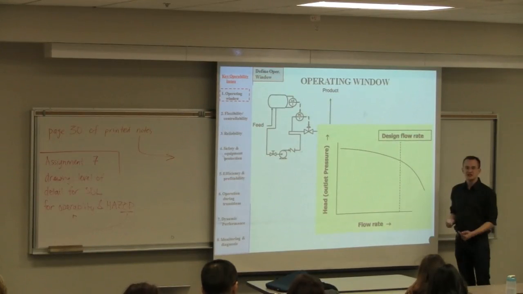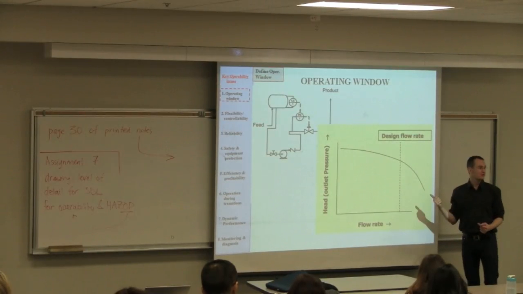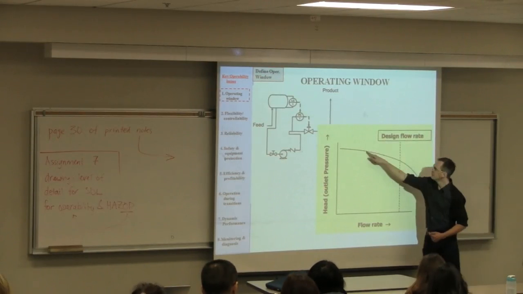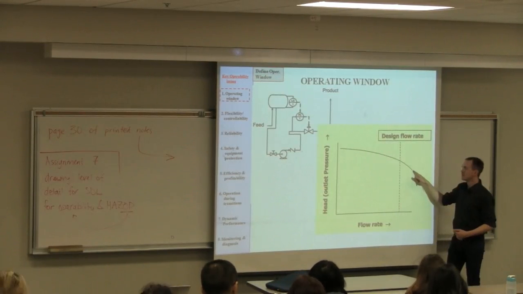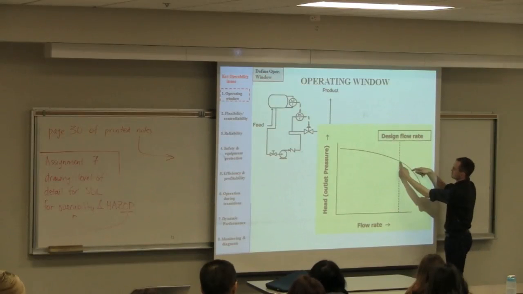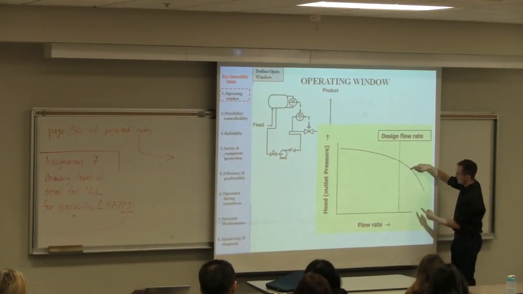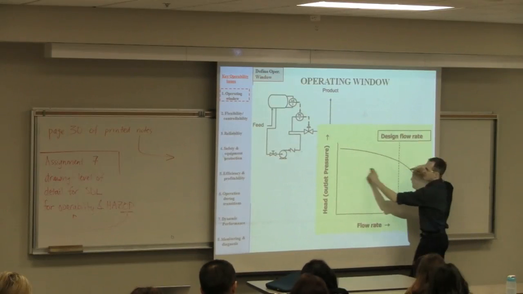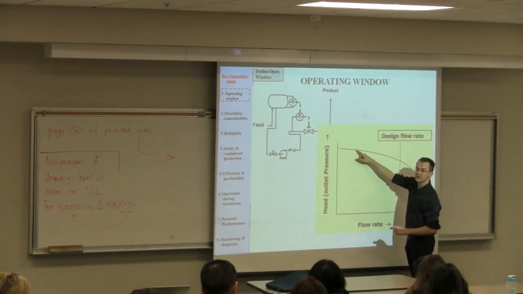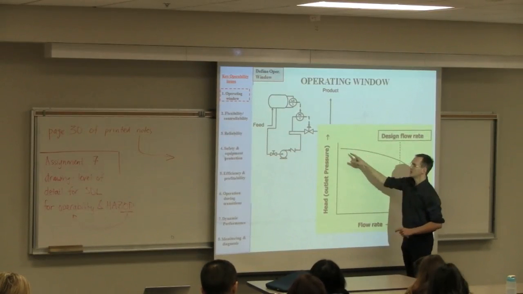So essentially my operating window for this simple process is this line. I'll be moving along this line. As I go from 110% up here, let's say my design corresponds to 100%, 110%, I'll be operating at this flow rate with that corresponding pressure, all the way down to, say, 60% throughput on the process, where I'll get a higher head.